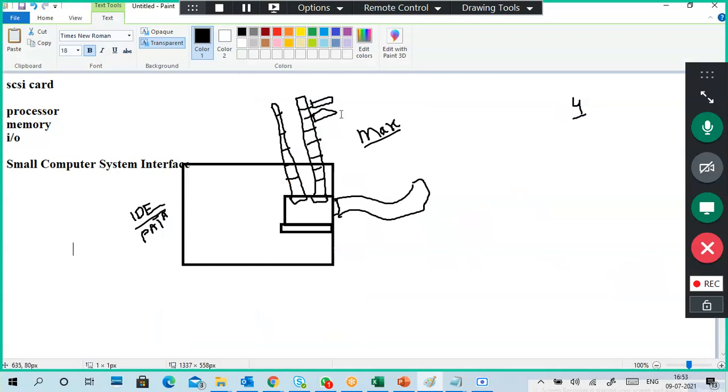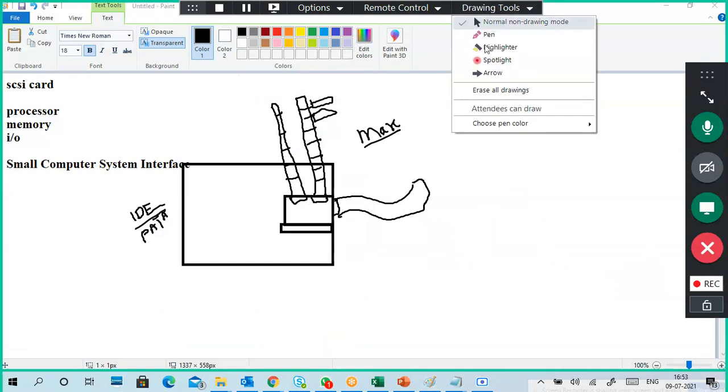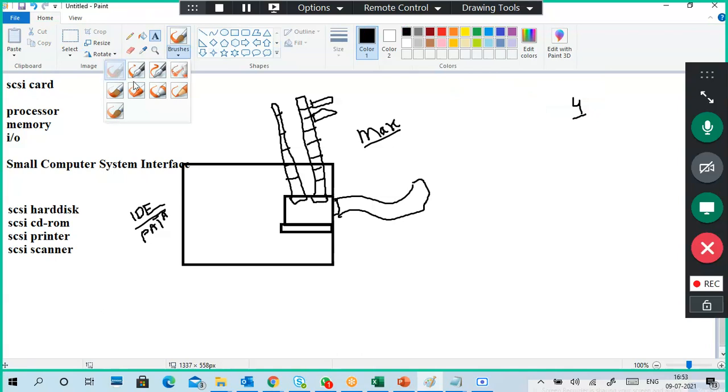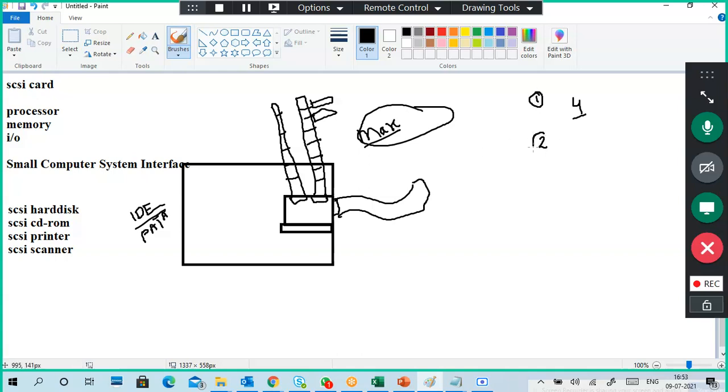We can connect a maximum number of devices that depends upon your cable and your adapter. So this is the first one, the problem, and that is the solution here.